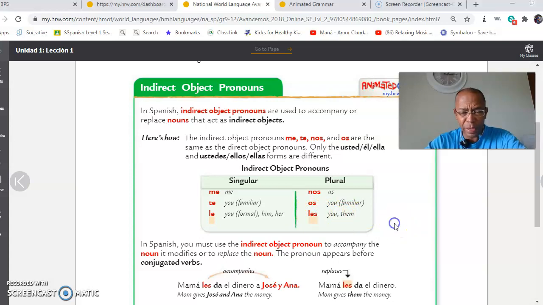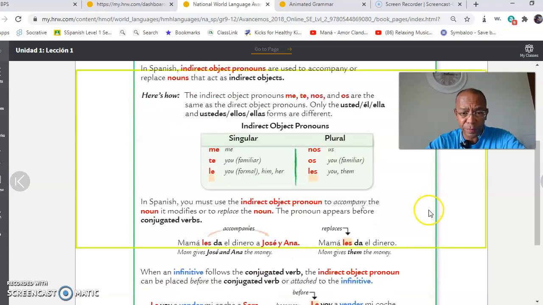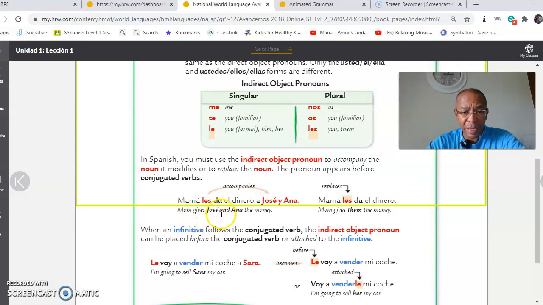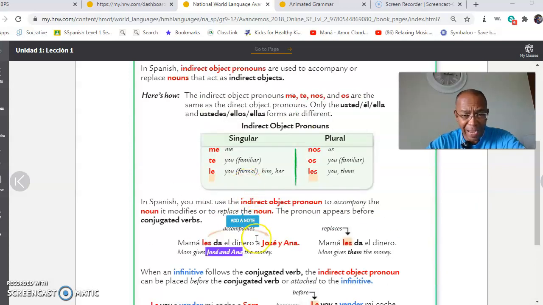So how do we use it? Well, we use it really similar to direct object pronouns. They go before the conjugated verb, like you see it here. Mom gives Jose and Ana the money, right? So who's doing the action? Who are the subjects here? Mom, right? Mom is doing it. What is she doing? She's giving. What does she give? She gives money. To whom? To Jose and Ana. So Jose and Ana are right here. They are the nouns that are receiving. So this is what you replace.